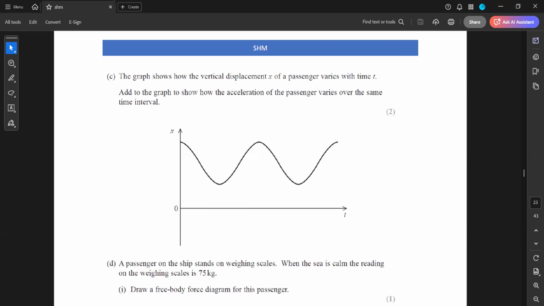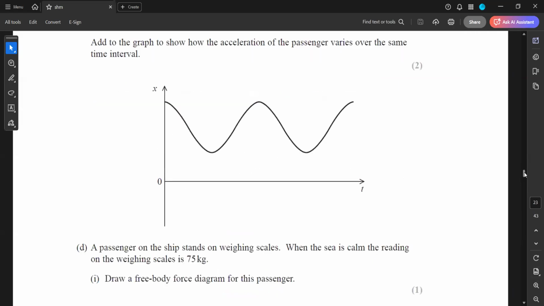The time period will be the same. The time for the change in acceleration and the time for the change in displacement will be the same. The period will be the same, but they will be opposite. Like if one is cosine, the other one is negative cosine. If one is sine, the other one is negative sine.